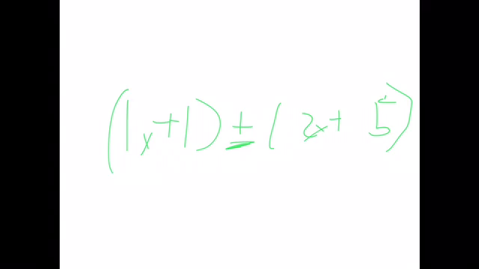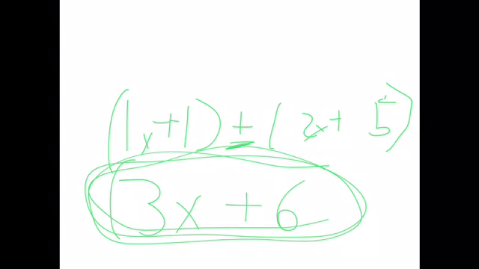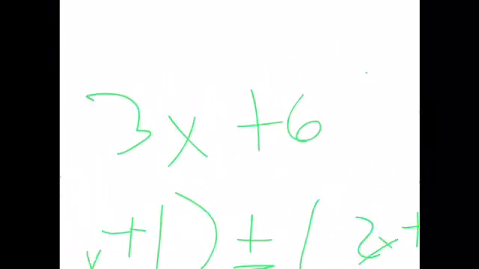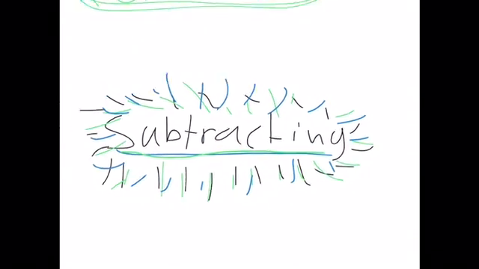Okay, 1x plus 2x is 3x. And then make that plus. And then 5 plus 1 is 6, so 3x. This right here is our answer. Final answer, 3x plus 6. So that would be subtracting right there.